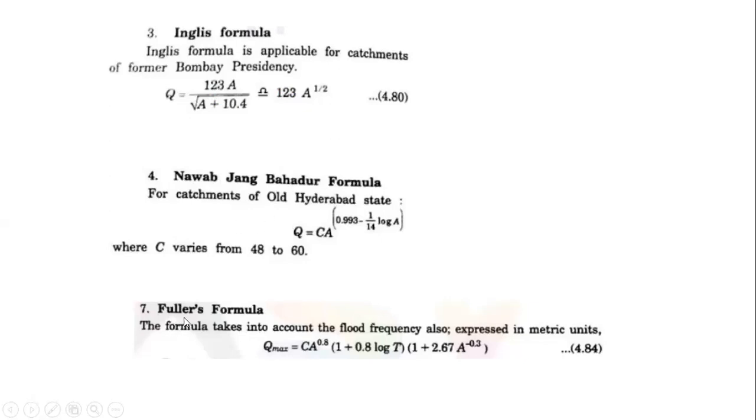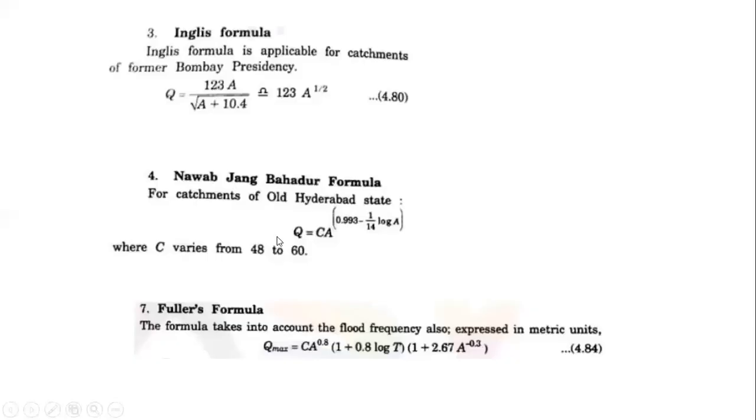Next one is Fuller's formula. It takes into consideration the flood frequencies also and is expressed in metric units as Qmax is equals to C into A raised to 0.8 into 1 plus 0.8 log T into 1 plus 2.67 A raised to minus 1. So those are the relations which they have developed for those regions.